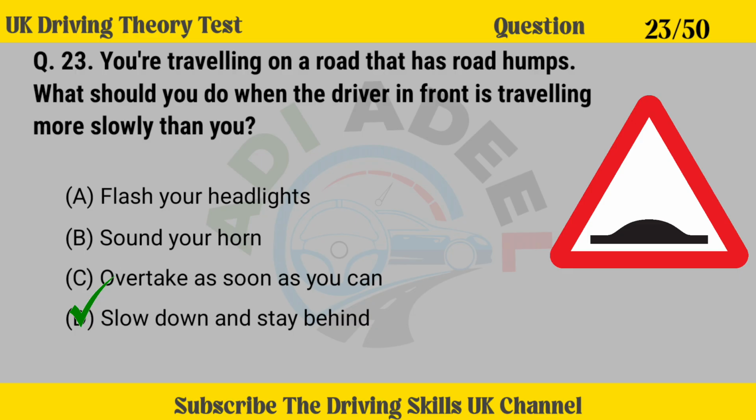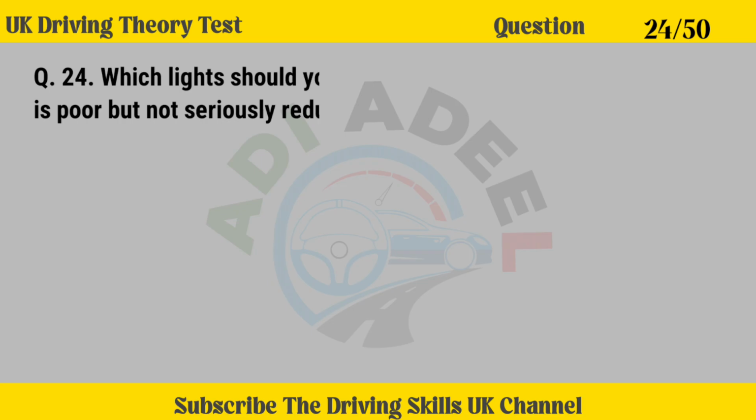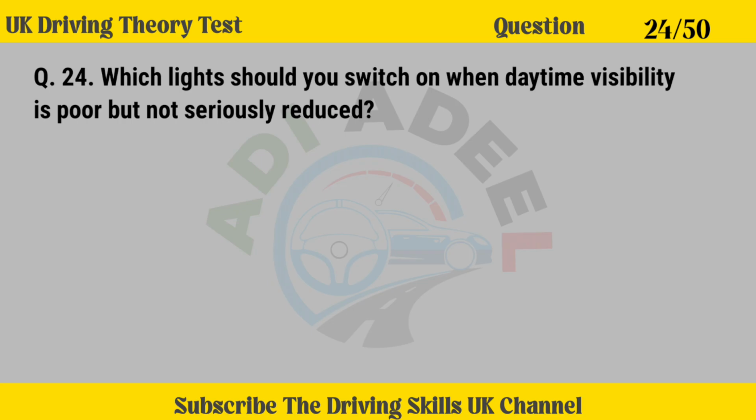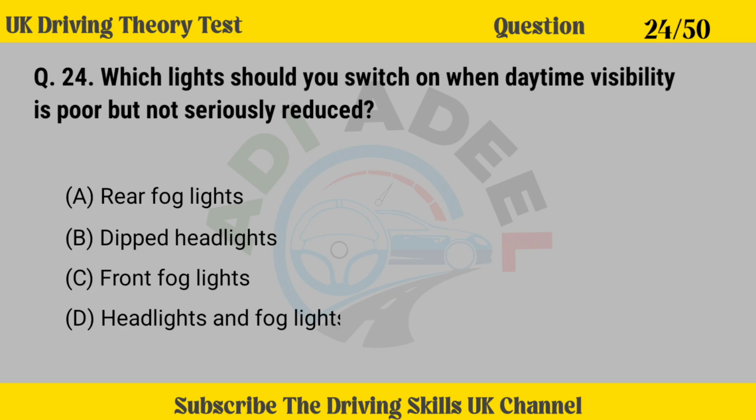The right answer is D, slow down and stay behind. Question 24. Which lights should you switch on when daytime visibility is poor but not seriously reduced? A, rear fog lights. B, dipped headlights. C, front fog lights. D, headlights and fog lights.